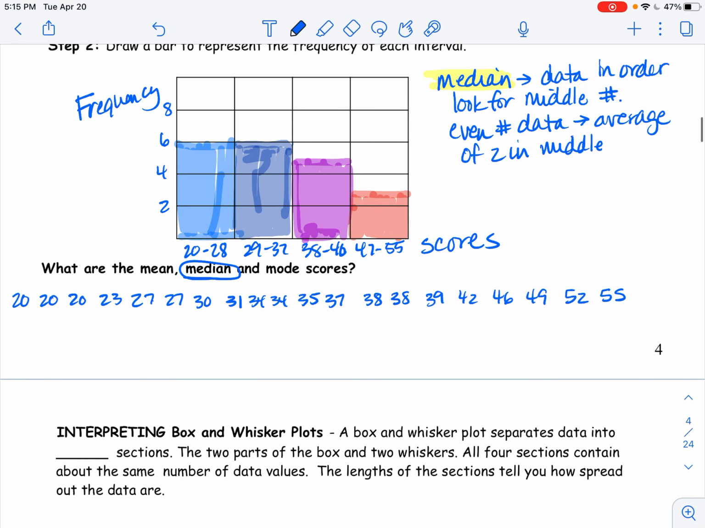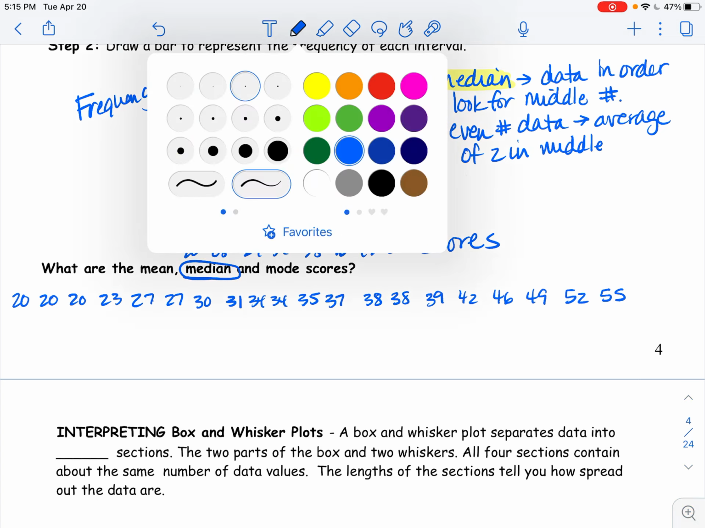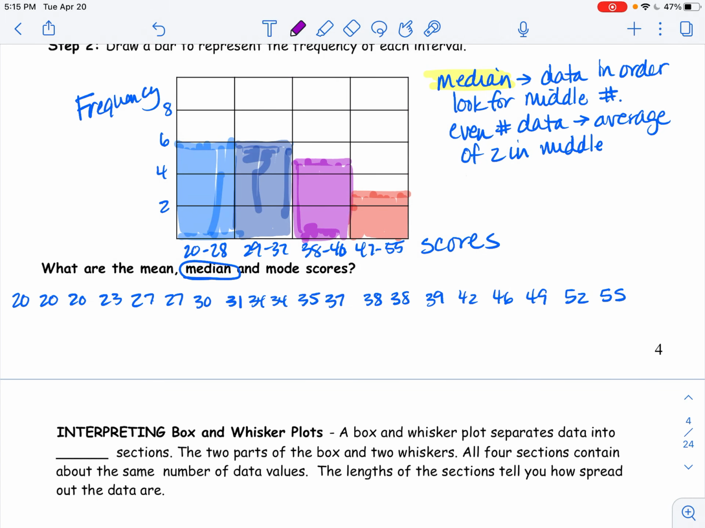So for the median, it is the middle number. And so what you can do is just find the middle number. If I count off 1, 2, 3, 4, 5, 6, 7, 8, 9 from this side, I have an even amount of data, so I'm going to average 34 and 35. So 34 plus 35 divided by 2 is 34.5. That is my median. Now let's do the mode.